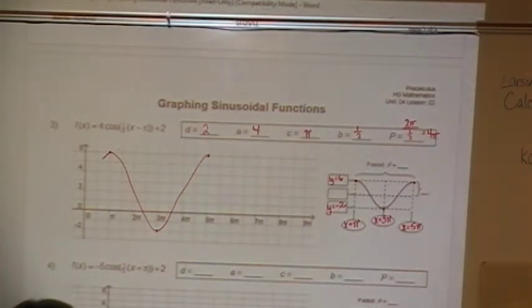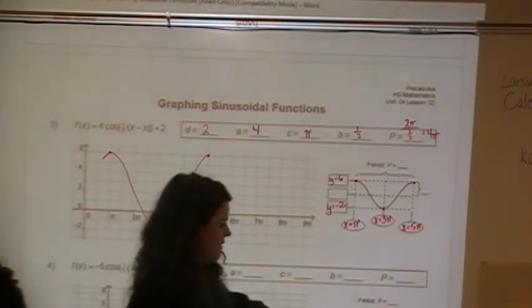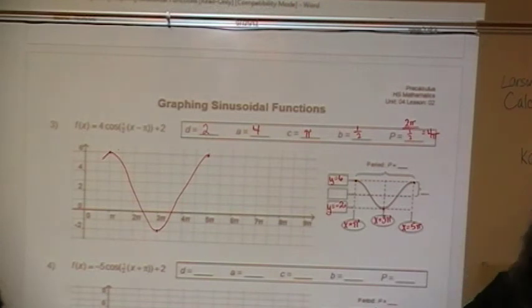Very good? Easy enough? Okay, so try number 4. Be cautious. It is reflected. And it's cosine. So instead of peak, valley, peak, you're going to get valley, peak, valley, because it's upside down. I know you guys don't have this, but they even showed you in the little picture.